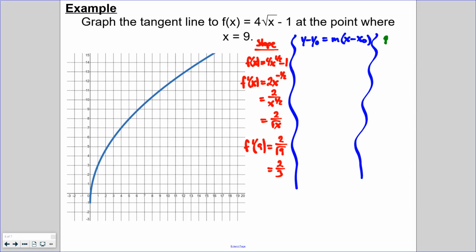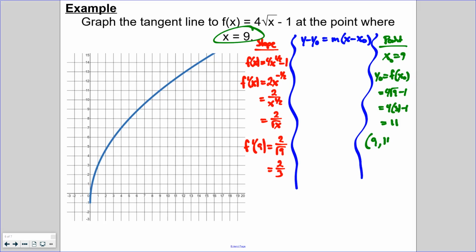Now we do need to find that point. And we can see here that x sub 0 is going to be 9 because that's what the problem gave us. So x sub 0 is equal to 9 because that's what the problem gave us. And then to find y sub 0, we just need to plug our x into our function. So that's going to give us 4 times the square root of 9 minus 1. So that'll be 4 times 3 minus 1, which will give us 11. So that means we're going to be looking at the point 9 comma 11.